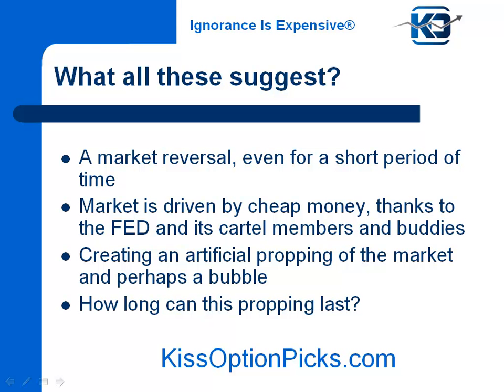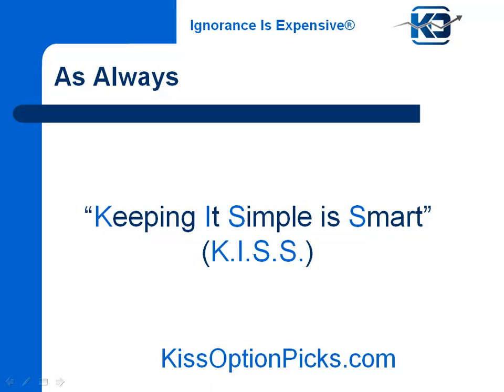So what does all this suggest? A market reversal, even for a short period of time. The market's rise up until now was driven by cheap money, thanks to the Fed and its cartel members and bodies, which is basically the big banks and the major Wall Street firms, who are basically driving the market. So it's basically a propping up, an artificial propping up of the market, which perhaps will create even a bubble, and the question is how long this propping can last.